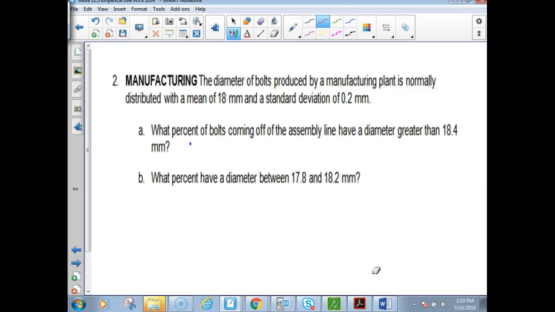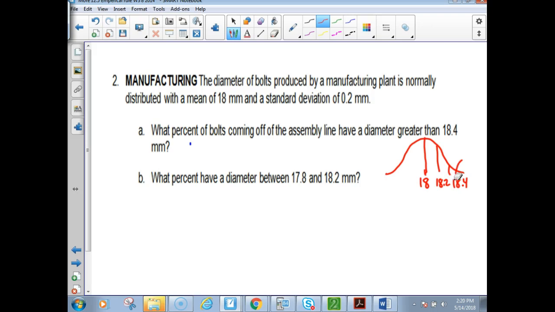All right. Manufacturing. The diameter of bolts produced by a manufacturing plant is normally distributed with a mean of 18 millimeters and a standard deviation of 0.2. What percent of bolts coming off the assembly line have a diameter greater than 18.4 millimeters? Well, I'm just going to go ahead and look at what this is. 18 in the middle. 1 standard deviation, 18.2. 2 standard deviations, 18.4.